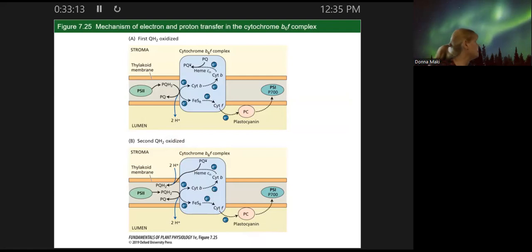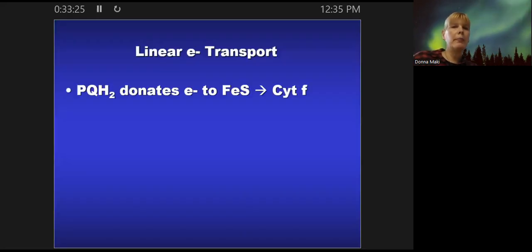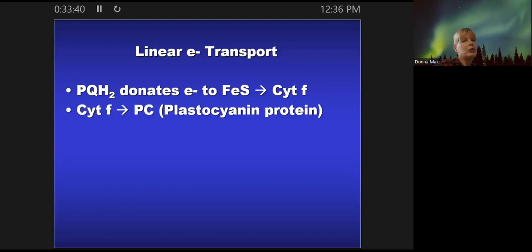Okay, so let's think about the linear flow here. So that PQH2 releases from photosystem 2, moves laterally through the hydrophobic portion of the membrane, gives one of its electrons to iron sulfide, and then that will give it to the cytochrome F. Then cytochrome F turns around and gives the electron to plastocyanin. Again, you can just abbreviate everything. PC is fine for plastocyanin.